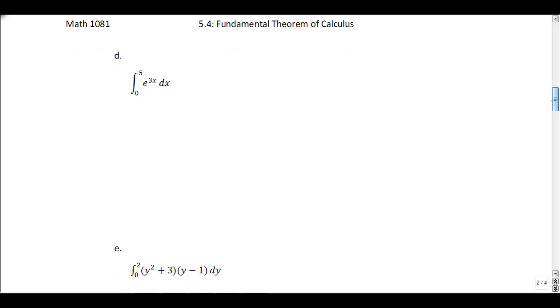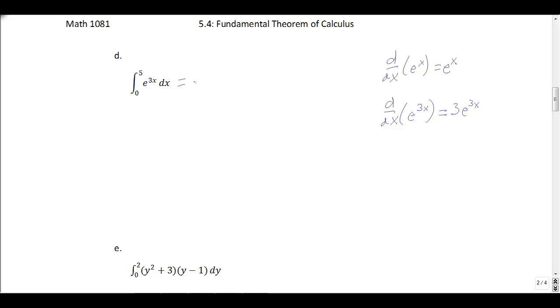Next up, integral 0 to 5 of e to the 3x dx. This one's trickier here. And so what I have is that if I differentiate e to the x, I'll get e to the x here. So that's basically what we have, but we have that 3x up there. So what I'm going to do is think about, well, what if I differentiate e to the 3x? Well, by the chain rule, I'll get e to the 3x, but then I have to multiply by the derivative of 3x, that's 3. I'm going to put that out in front. That gives me 3e to the 3x.